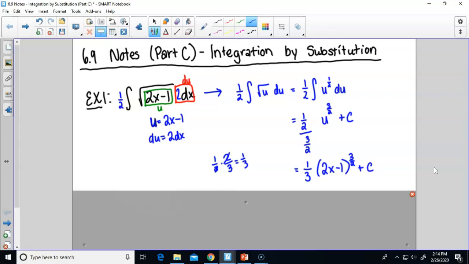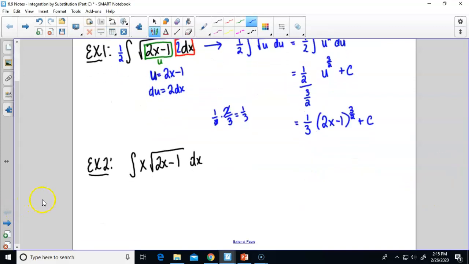Alright, so this is how we do just a basic problem. Here's our next problem. Okay, we have the integral of x times the square root of 2x minus 1 dx, which looks like it's just about the same problem. But you've got this x outside. So that is going to cause us some major problems, and it's going to make this much more expensive than it would be otherwise.